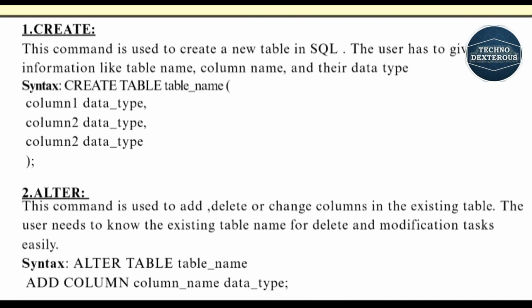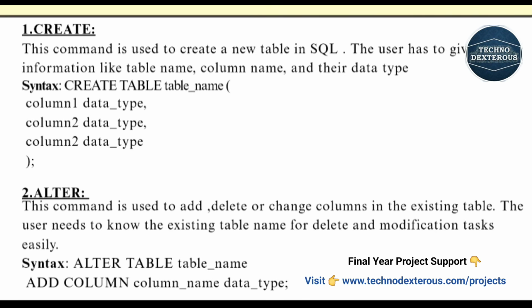Second, alter table. Alter is a command used to add, delete, or change columns in an existing table. The user needs to know the existing table to do the delete and modification tasks easily. The syntax of alter table is: alter table, table name, add column, column name, data type.